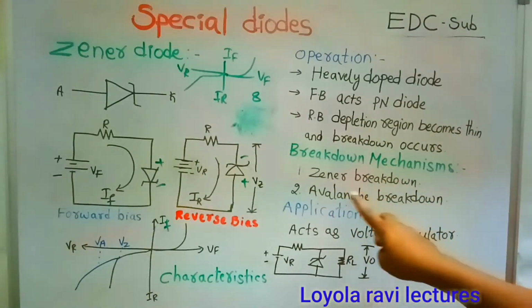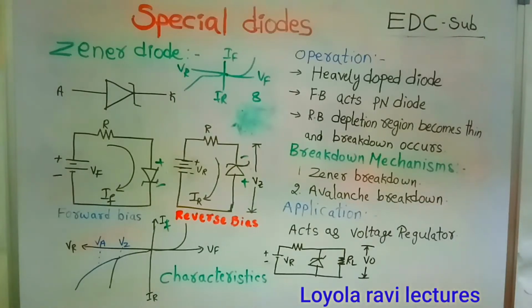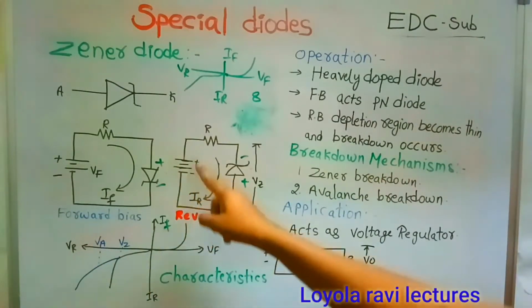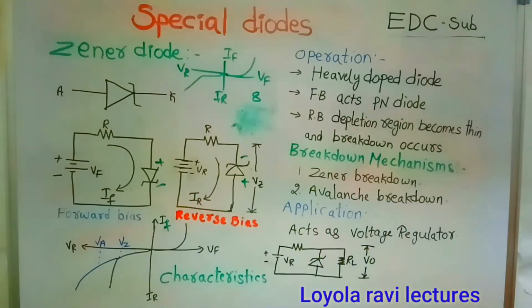Zener breakdown and avalanche breakdown. What is a Zener breakdown? What is avalanche breakdown? We will see now. These are the most important breakdown mechanisms. If you are increasing the reverse bias voltage, the current slowly increases due to minority carriers, same as the p-n junction diode.